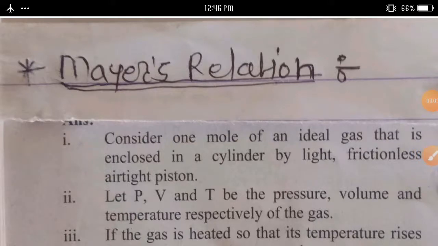Last lecture we discussed the definition of a degree of freedom. The degrees of freedom of a system are defined as the total number of coordinates or independent quantities required to describe the position and configuration of the system completely. Then we can discuss some questions on the basis of degrees of freedom of a system.